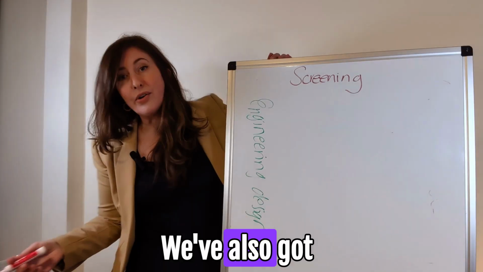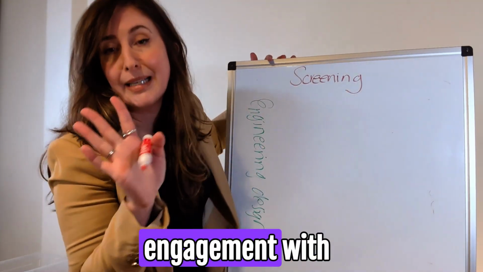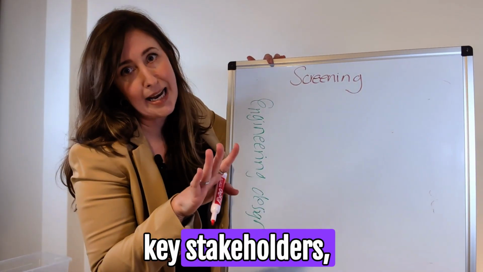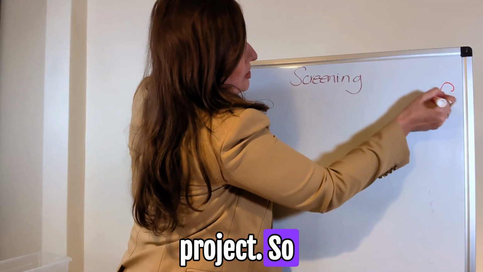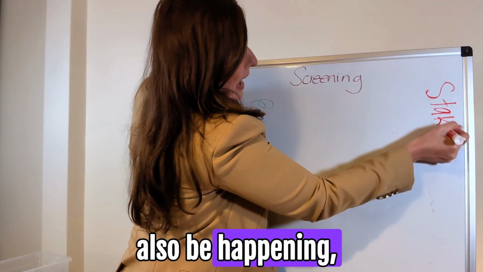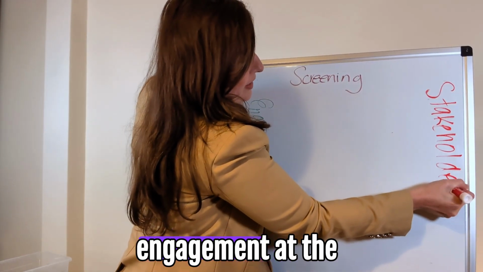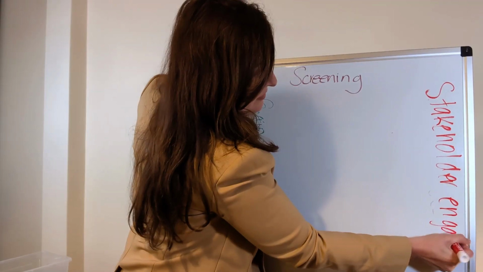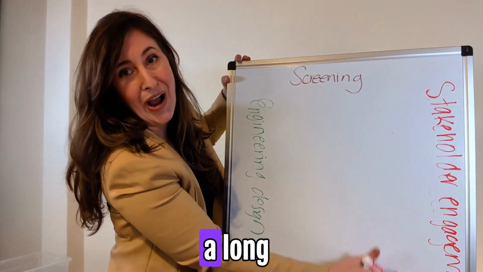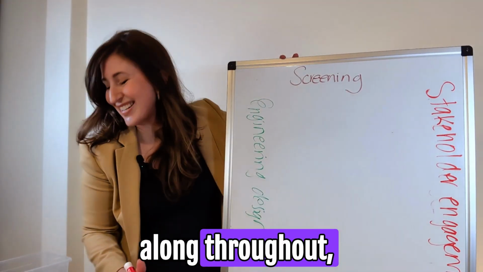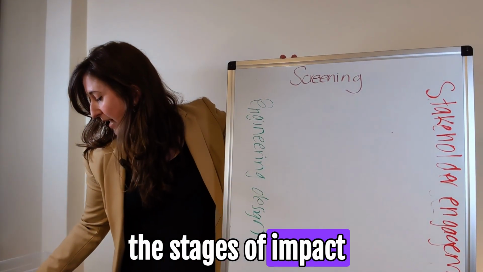We've also got stakeholder engagement. So engagement with communities, with key stakeholders near that project or for that project. So stakeholder engagement should also be happening at the same time. We'll put that down. These ones obviously go along throughout the stages of impact assessment.